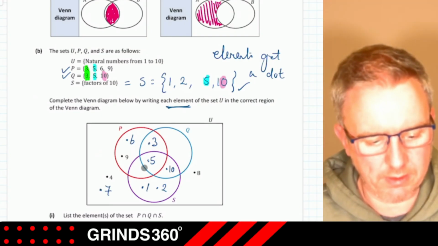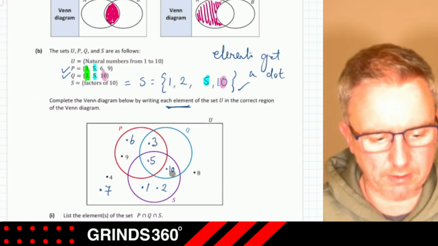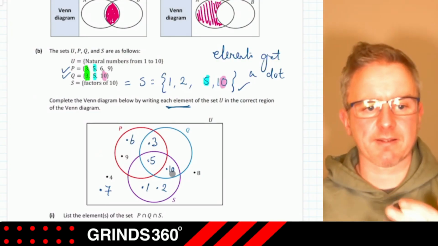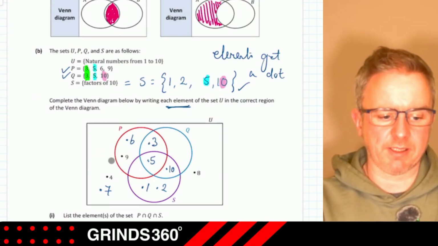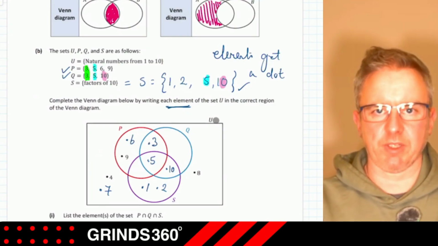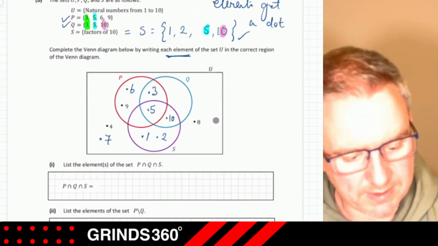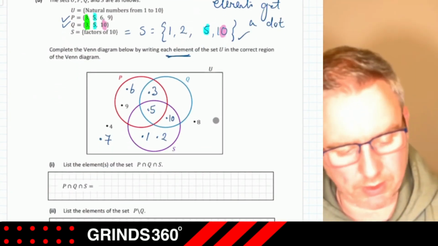8 is here, 9 is here, and 10 is here. So now I have absolutely everything in that I need to put in, okay? And that's the system. You fill from the inside out and then you check that you have everything from the universal set accounted for. Next little part, list the elements of the set P intersection Q intersection S.